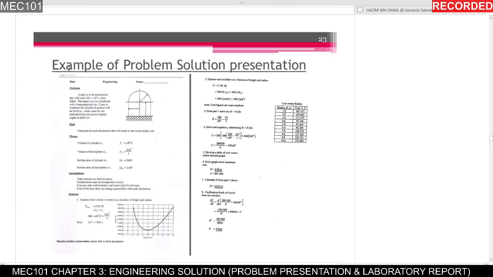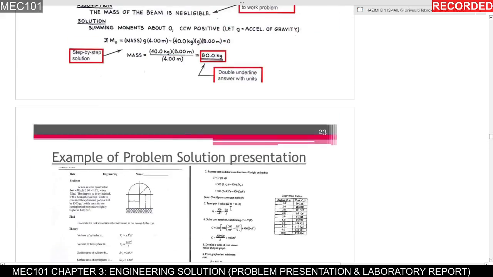And you can also see the example of the problem solution here, how they calculate the results by using the problem statement, theory, assumption, and the solutions. Actually, this is the normal procedure or normal steps that you use during your school learning, right? During your SPM examination in physics, chemistry, mathematics, additional mathematics, all normally use these steps.